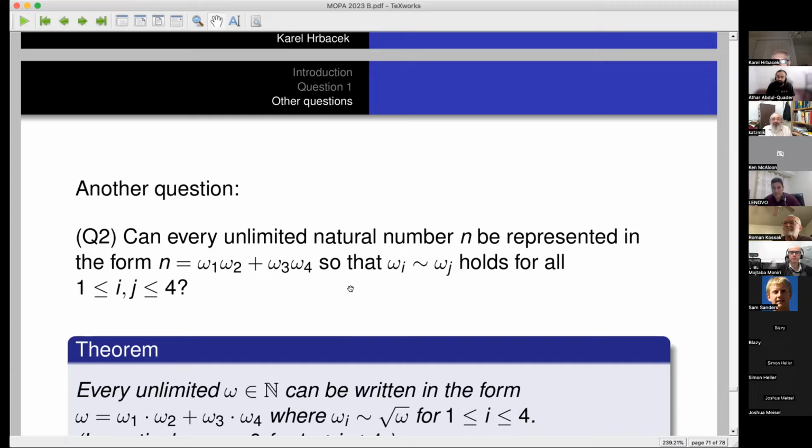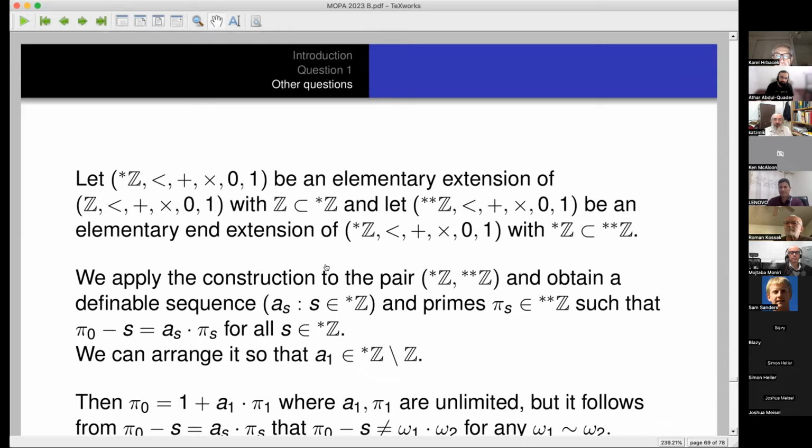I have a question. Go ahead, Ken. You use Z star and Z double star. Is it necessary to work with elementary extensions of N and Z, or could non-standard models of PA do just as well? Well, a non-standard model of PA can be, oh, I see. Yeah, it's not necessary to use Z as the base model, which is what I sort of quickly said here. Instead of Z and Z star, you can use some Z star and Z double star, right?